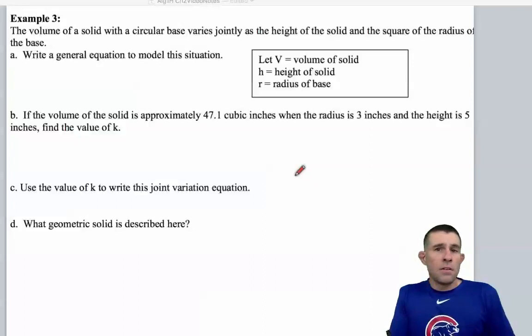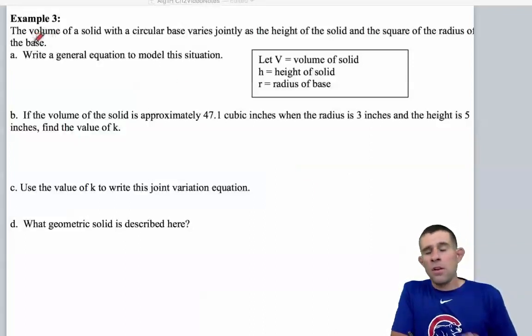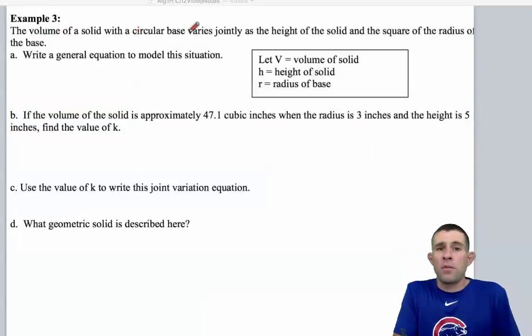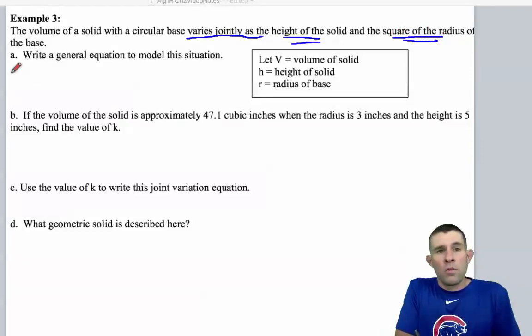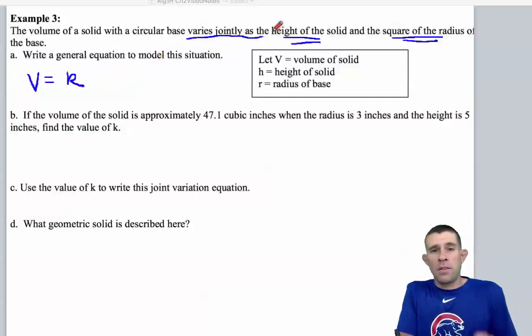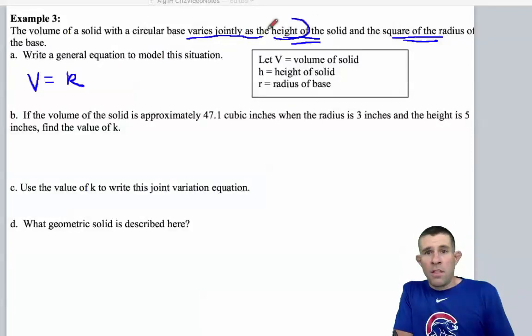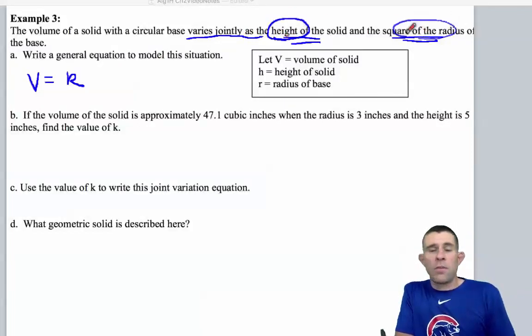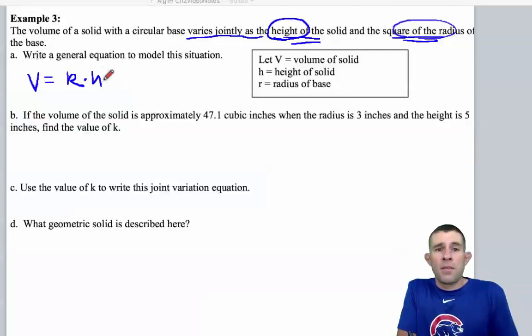All right, now let's take a look at a joint variation equation here. We're going to go about solving for this in the exact same way here. So we want to find the volume of a solid with a circular base. It varies jointly as the height of the solid and the square of the radius. So we're going to say our volume varies jointly. Now that means it's a product of the height and the square of the radius. So that's K times H times R squared.